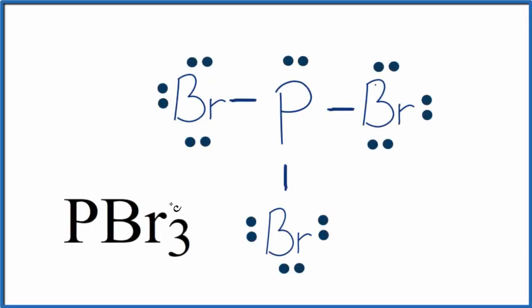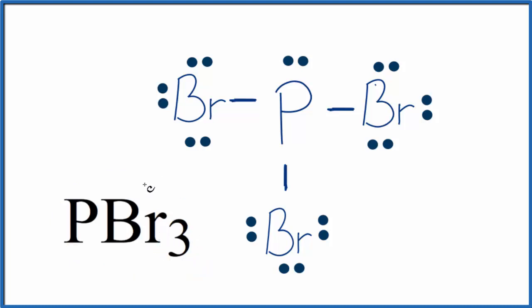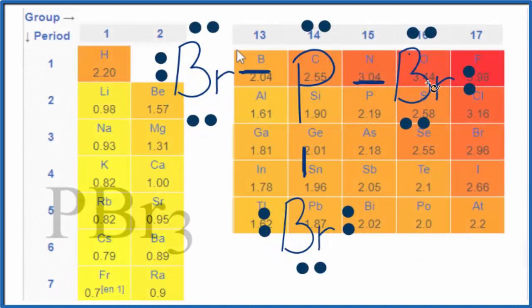In this video, we'll look at whether PBr3, that's phosphorus tribromide, is polar or nonpolar. So let's first take a look at the electronegativity difference between phosphorus and bromine. So we have phosphorus here. Phosphorus is 2.19. Bromine is 2.96.